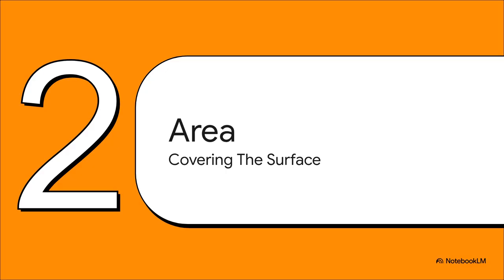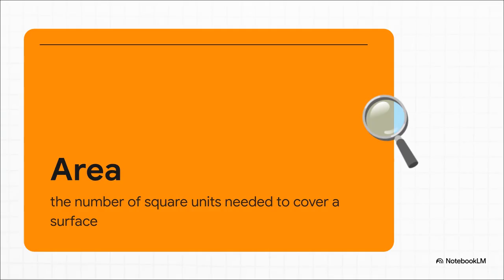Okay, you've mastered perimeter. Let's level up. We're moving into the second dimension now. So, we've walked the line around our shape. Now what if we want to fill the space inside it? Well, now we're talking about area. So, the official definition is that area is the number of square units you need to cover a surface.